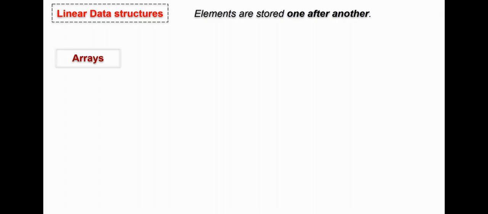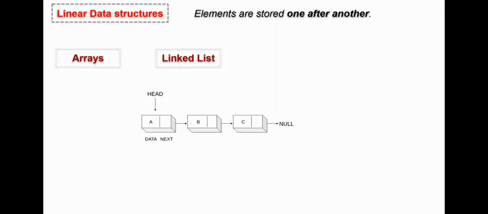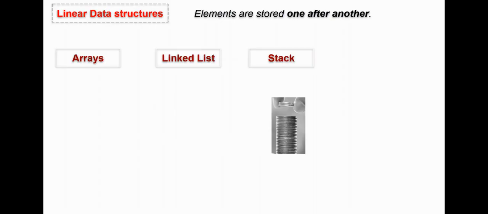The next example is linked list. Here the elements are stored in nodes where each node has a pointer that connects to the next node. We can imagine a linked list like train compartments in which each compartment is connected to the next one. Next example is stack. In this data structure, elements are inserted and removed from the same end. We can call it the top of the stack. A good real-time example for this stack is a stack of coins.